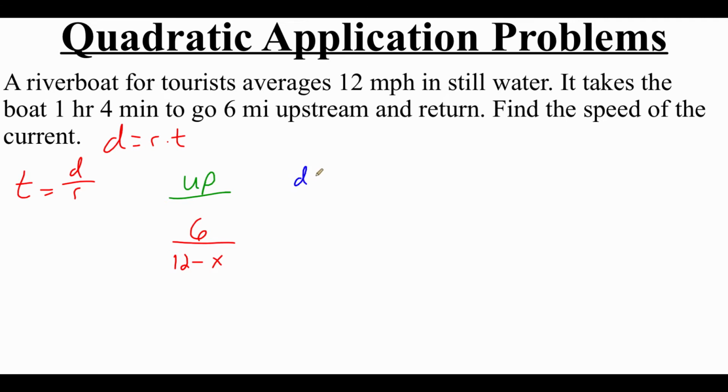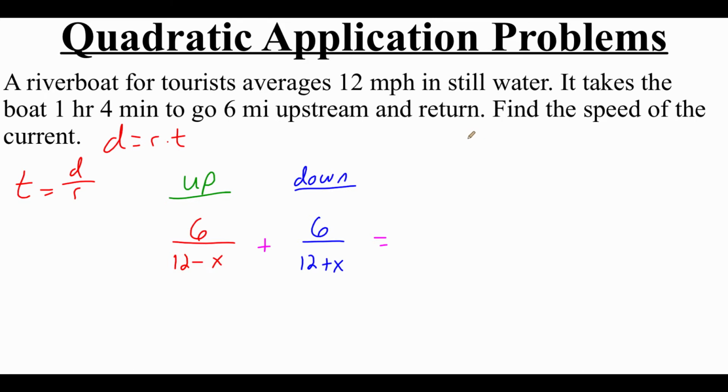Now if we talk about going downstream, similarly it's a 6-mile trip, but this time since we're going downstream, that means the current is going to be pushing us along faster. So we're going to take that average speed of 12 miles per hour and we're going to add that current to this. Now we're building an equation dealing with the time. So if we add these two together, this is going to be one round trip, one time going upstream and then coming back down. And we were told that it takes our boat 1 hour and 4 minutes to make this trip.